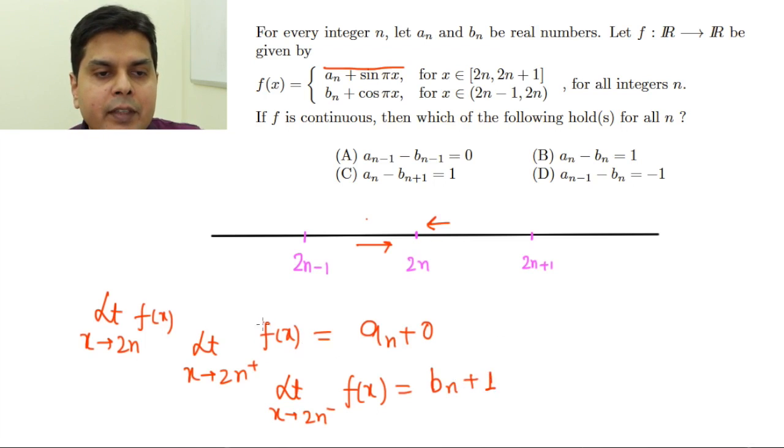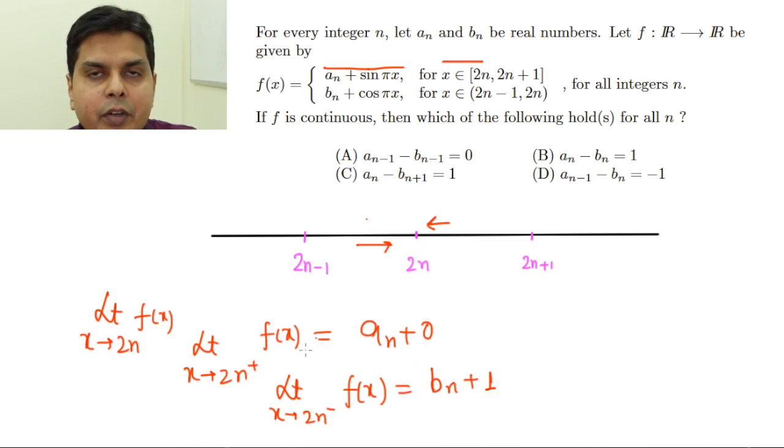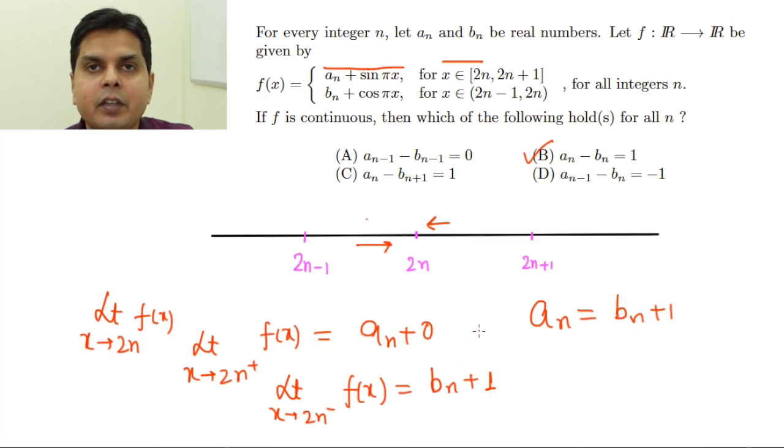Now it has been given that this function is continuous. So right hand limit and left hand limit both have to be equal, and also they have to be equal to the value of the function at 2n. So if this function has to be continuous at x is equal to 2n, then these two limits have to be equal. So I can say an is equal to bn plus 1. So B is the correct option. Now this is one of the correct options.